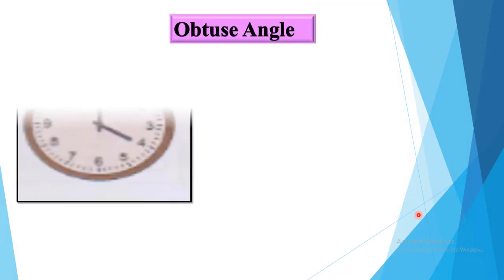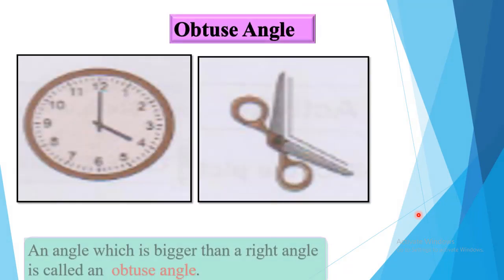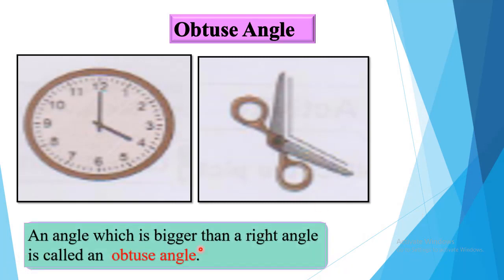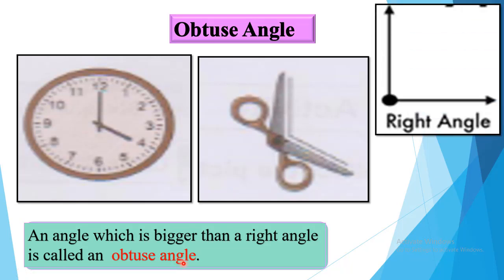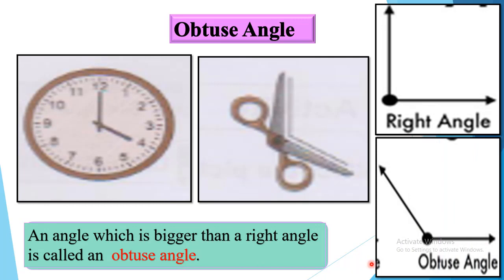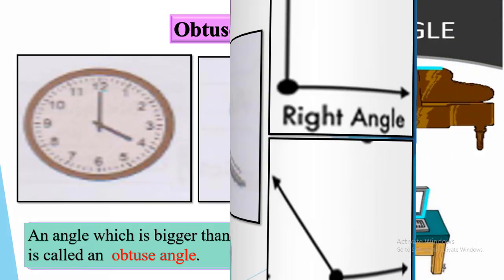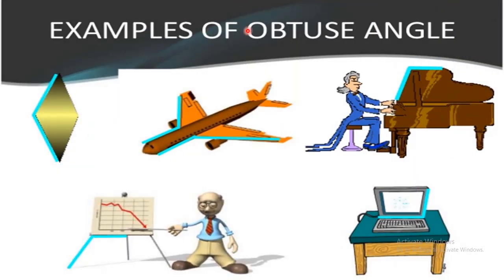Obtuse angle. An angle which is bigger than a right angle is called an obtuse angle. This one is a right angle and this is an obtuse angle. This angle is bigger than a right angle. Examples of obtuse angle. These are obtuse angles. We can see so many angles here.